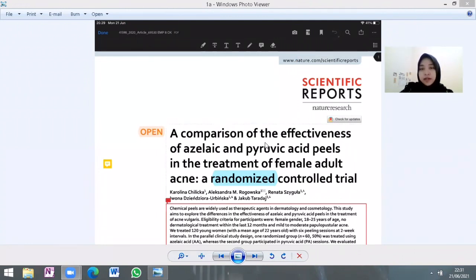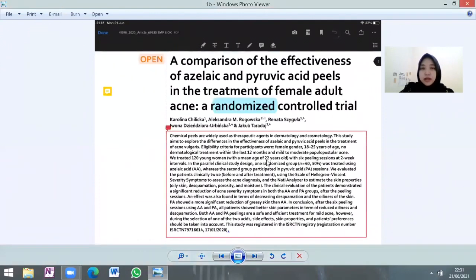A comparison of the effectiveness of azelaic and pyruvic acid peels in the treatment of female adult acne, a randomized controlled trial. The next item is number 1B, structured summary of trial design, methods, results, and conclusions. In this article it is reported on page number 1, but the abstract of this article is unstructured. We can see it in the red box. Chemical peels are widely used as therapeutic agents in dermatology and cosmetology, until the last sentence: the study was registered in the ISRCTN registry.